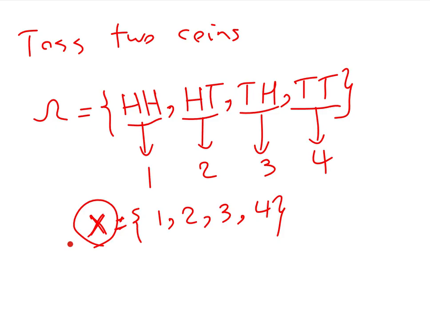Also discrete. Yes, it's discrete too. But what's the example of a continuous random variable?